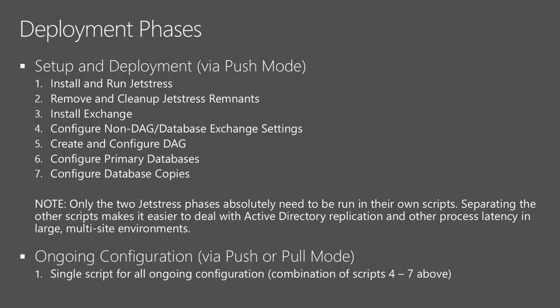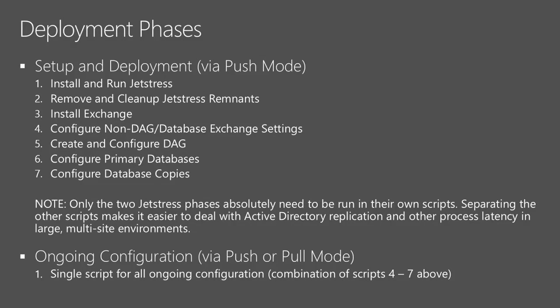So for this, I broke up the deployment and configuration into 2 main phases. We have our setup and deployment, and this is all done via push mode. This is going to be the initial setup of the Exchange server and getting our initial configuration together. And there may be some troubleshooting that has to be done during this phase, which is kind of why I have broken it up into different steps. Kind of gives you checkpoints to go along the way and make sure everything's good before going on to the next step. Once we get our servers fully configured, then we want to get them set up for ongoing configuration.